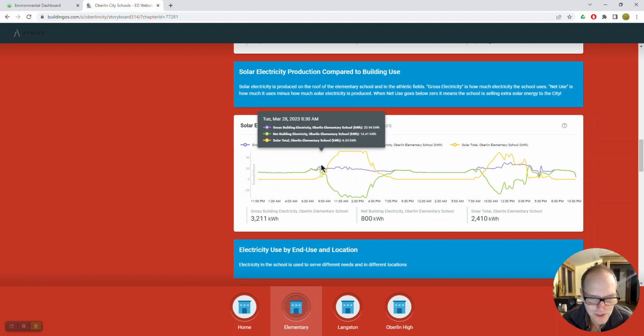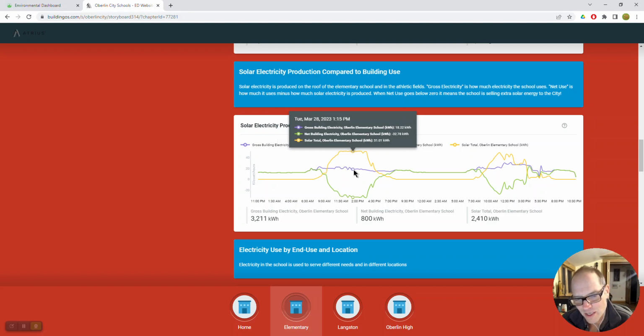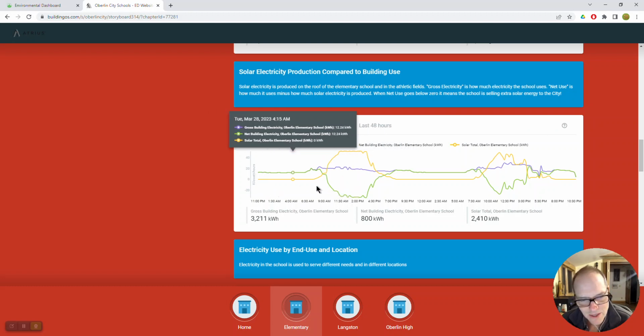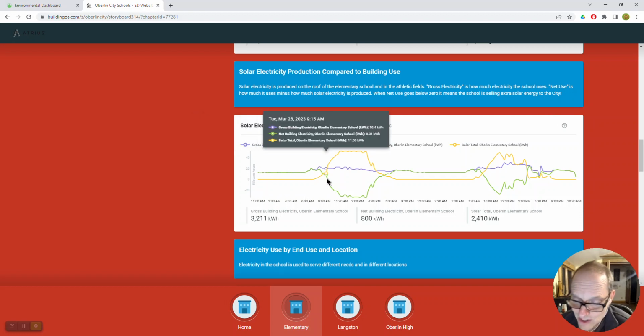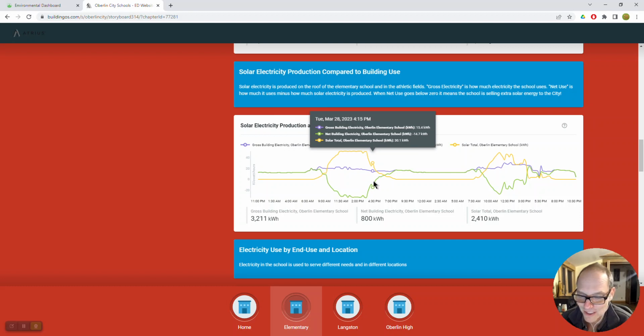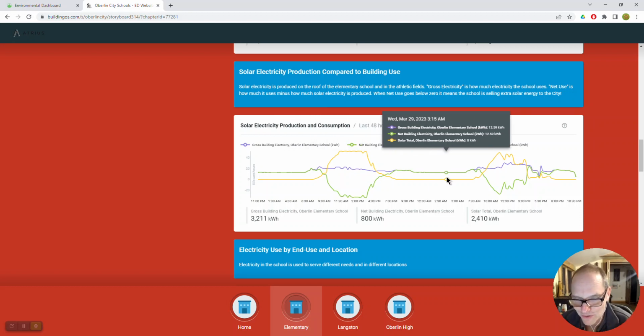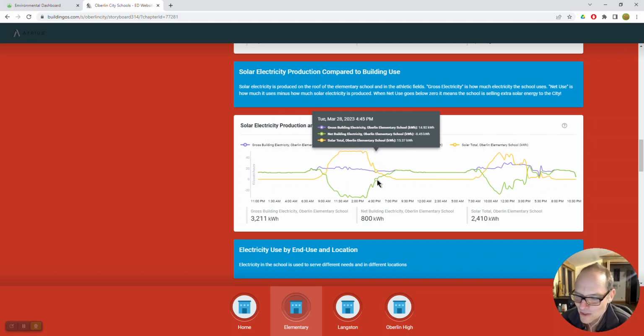And you can see when solar energy is greater than the consumption of electricity in the building, net use actually goes negative. It goes below zero. And that's because the school is actually selling electricity to the grid. That's why it goes below zero. This is how much is going out of the electrical box into the electrical grid and going out to the community of Oberlin. And you can see on a nice sunny day, there's a lot of electricity being sold to the city, which is really cool.